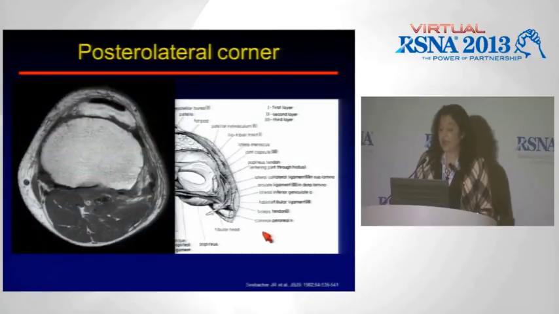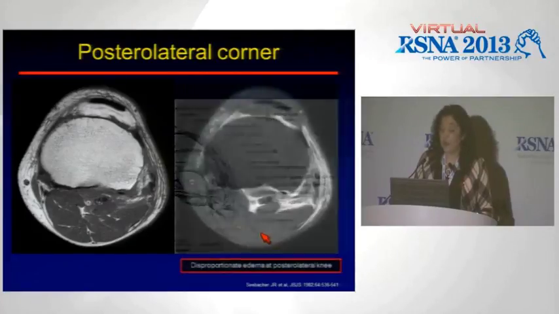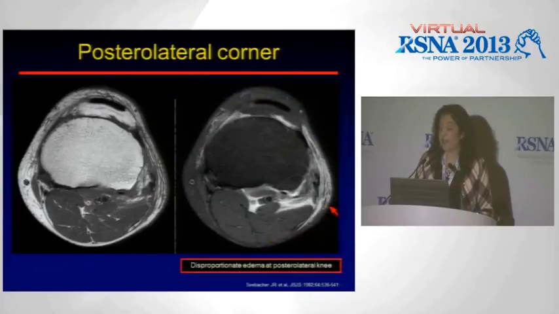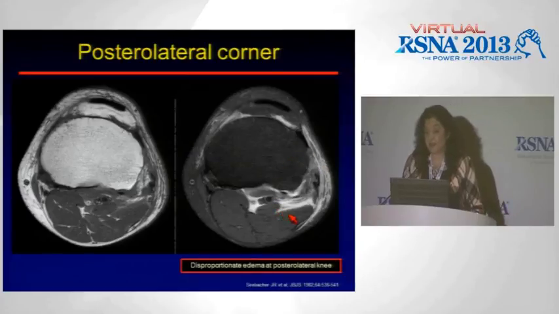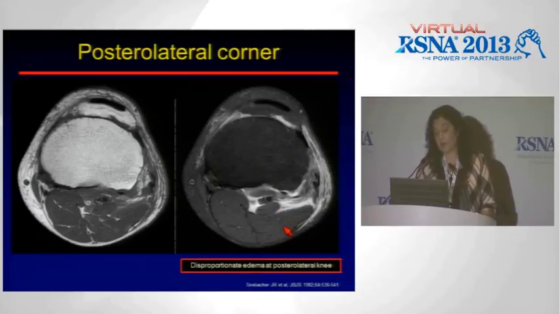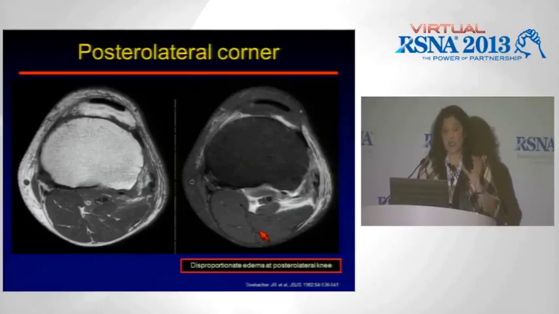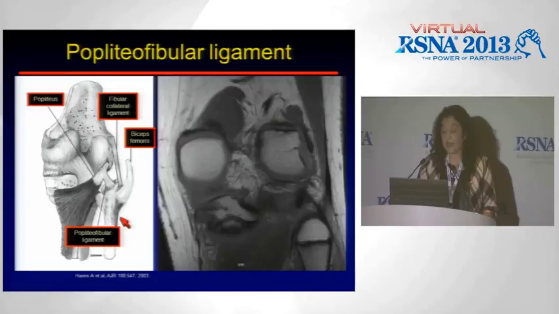The other structures that are back here are rather thin, and they're hard to visualize directly on MR, and we often infer that there is an injury here just by seeing that there's disproportionate edema in that posterolateral corner area and disruption of the soft tissues in the triangle that I already illustrated to you. We wind up having to leave it to our surgeons to do a good examination, sometimes under anesthesia, to determine how much instability is present in this area.